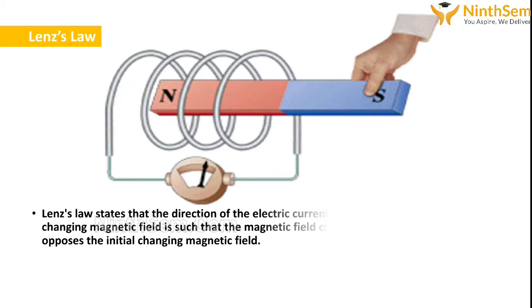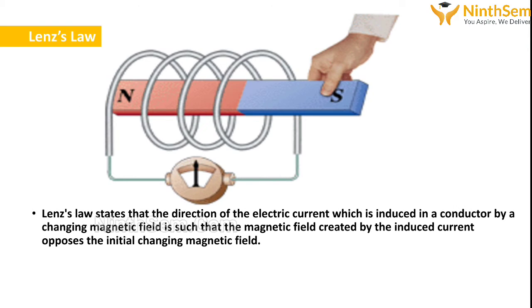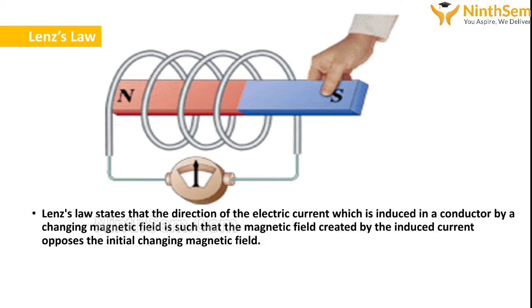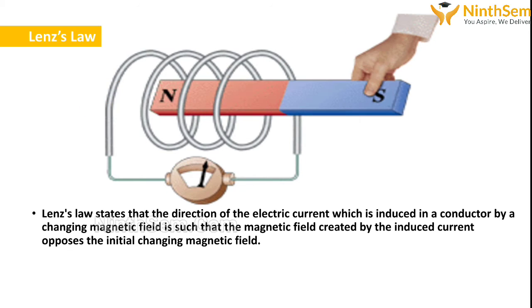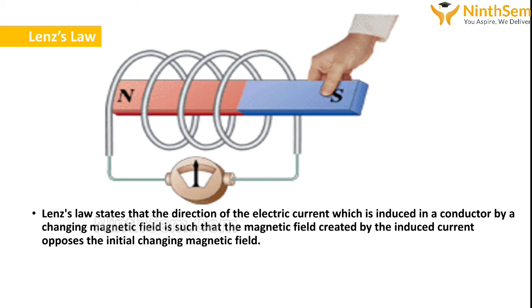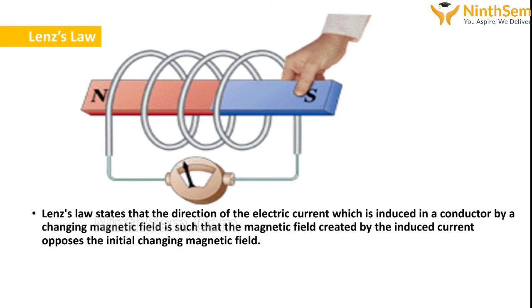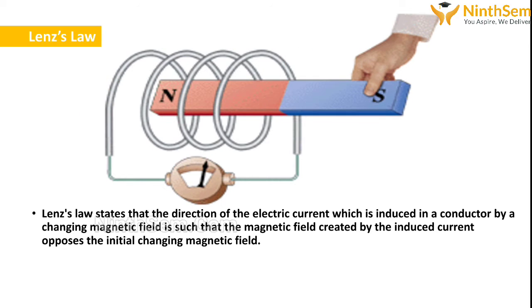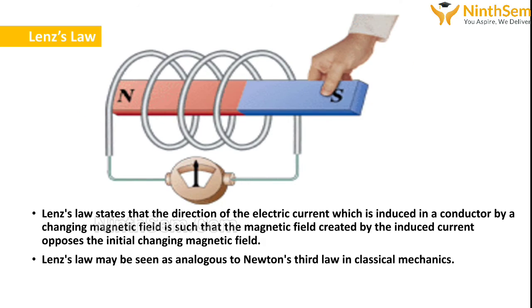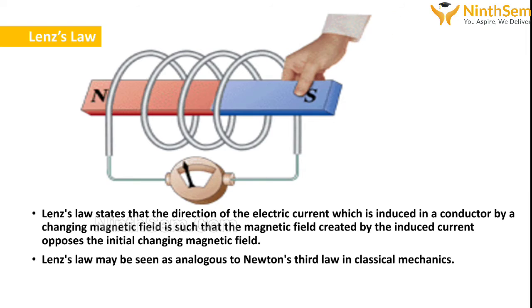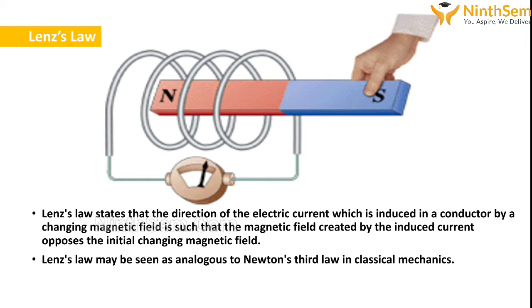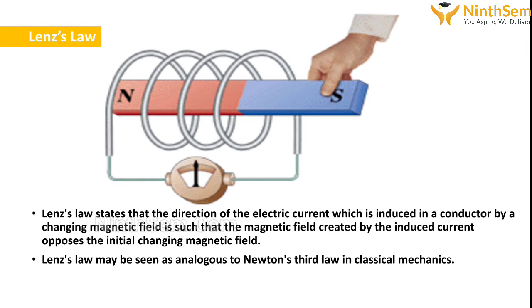Then what is Lenz's law? Lenz's law states that the direction of the electric current which is induced in a conductor by a changing magnetic field is such that the magnetic field created by the induced current opposes the initial changing magnetic field. Lenz's law may be seen with respect to Newton's third law. It is a similar case to Newton's third law in classical mechanics.